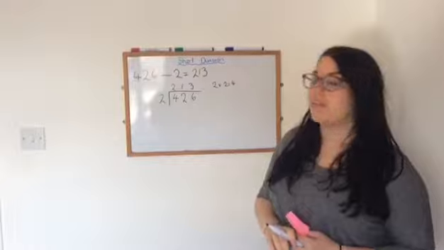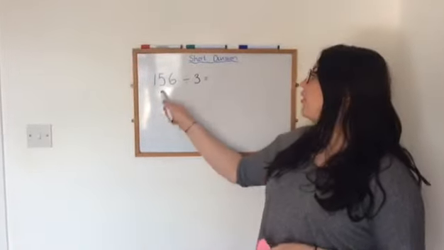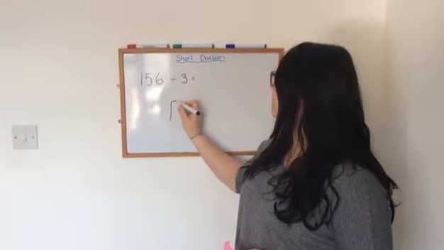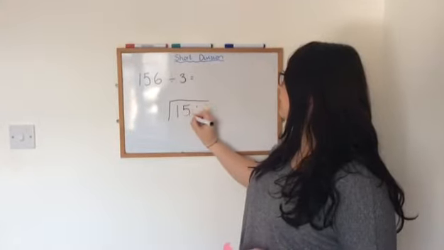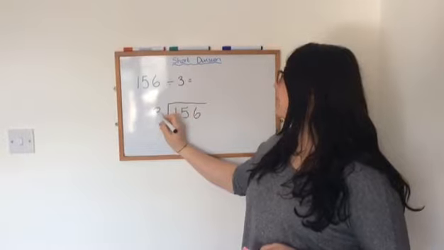Right, let's work through another example together. Our next one is 156 divided by 3. So we draw our bus stop. The number that's being divided goes underneath it, and the number that's doing the dividing goes on the outside.